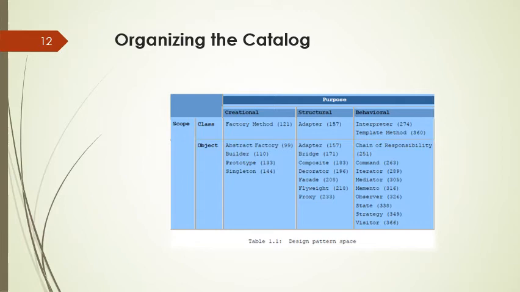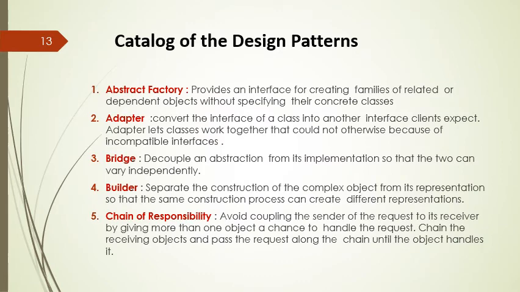Now, if you see here on the left hand side scope, that is according to the class and object. So the factory method, adapter, interpreter and template method, they are all the class type of patterns, and all the others are object type of patterns. Now this is the catalog of the design patterns.